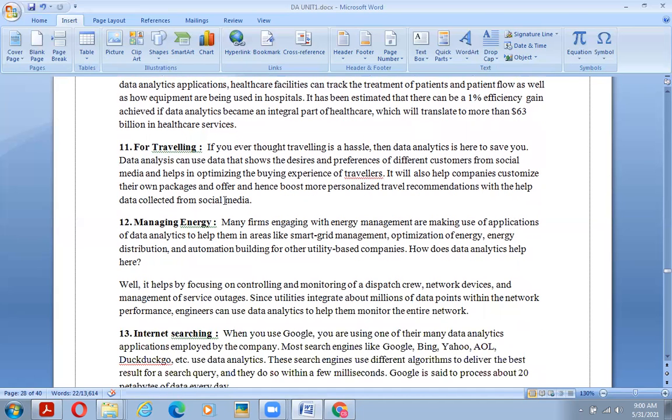Next is traveling. Have you ever thought how traveling is made easier with the help of data analytics? Data analysis can use data that shows the desires and preferences of different customers from social media and help in optimizing the buying experience of the travelers. It will also help companies customize their packages and offerings, with more personalized recommendations, with the help of the data collected on social media.